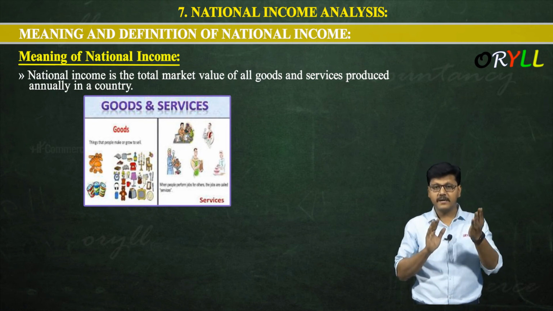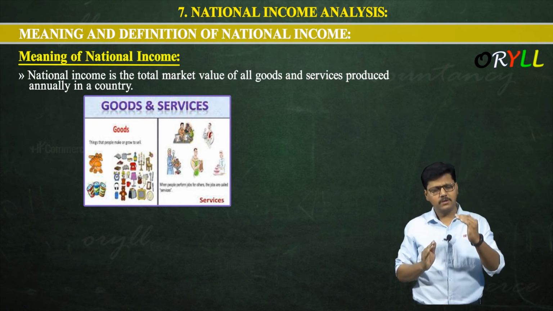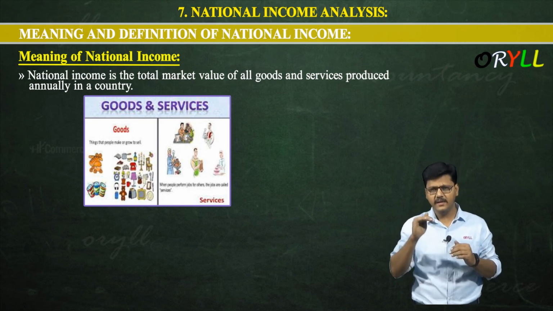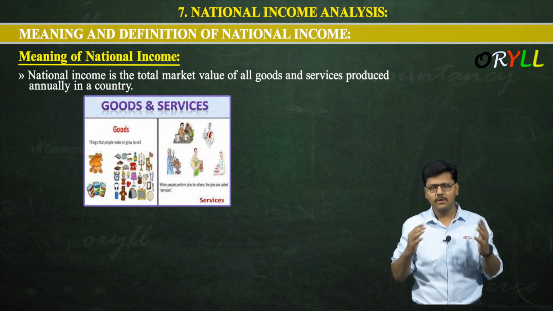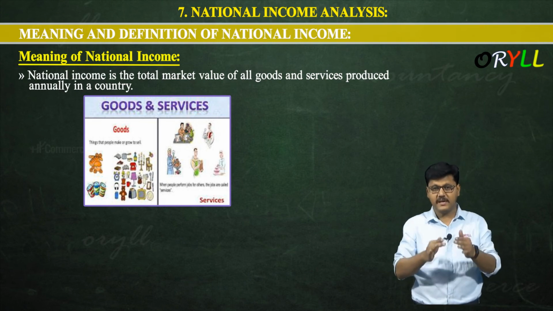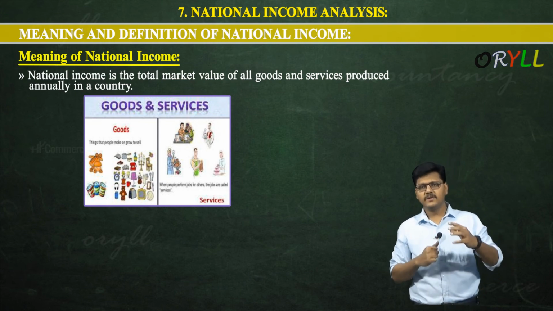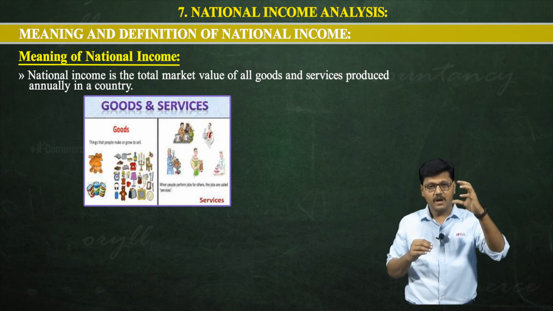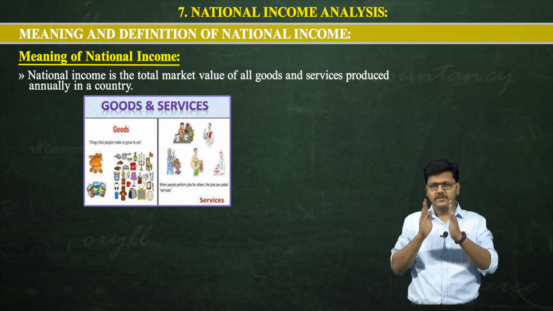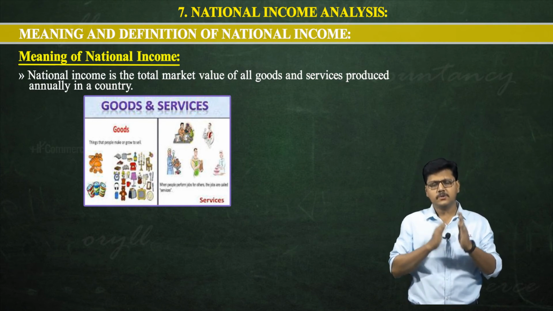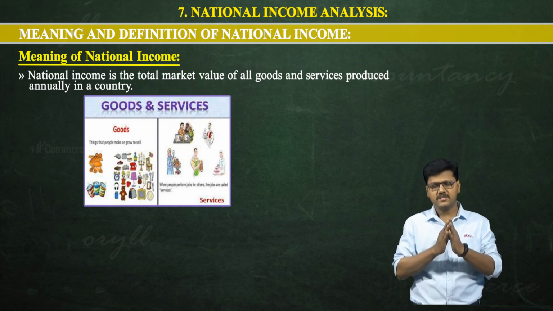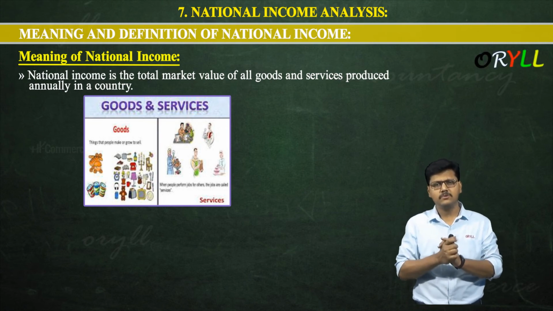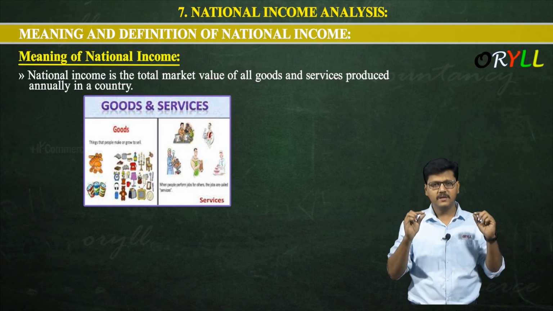It is nothing but the market value or final value of all goods and services produced annually in a country, or you can say all final value of goods and services produced in a country in a year. It means, for example, there are many sectors and the total value of goods and services produced is 100,000. The final value is nothing but quantity into price. So 1000 crores, or some amount, is produced in a year. That total final value of all goods and services is called national income of the country.